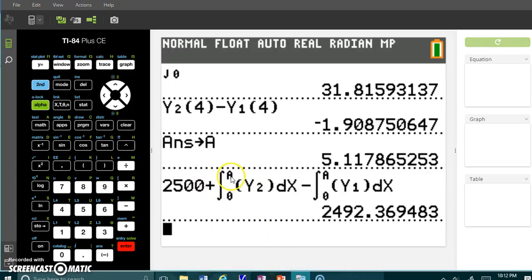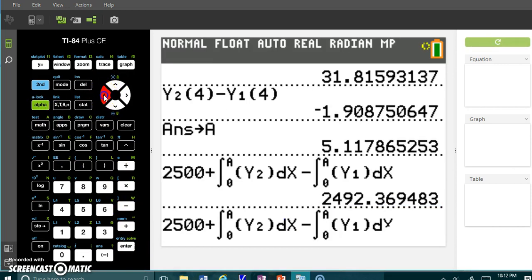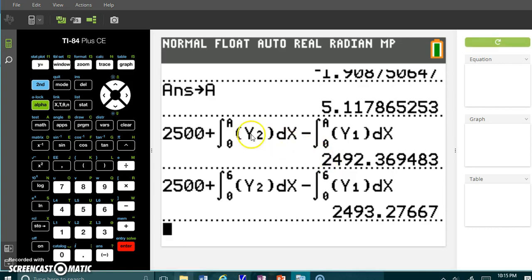Go to your graphing calculator. Here's what you type in. You literally put A here because you already stored it. That's saving you time. You don't have to type in the number again. This Y2 is in, Y1 is out. I get this amount. Now, to save yourself some time typing, just call up the previous thing, and wherever there was an A, just put 6. Here are my two amounts I get for the total amount of sand after 5.118 hours and after 6 hours.